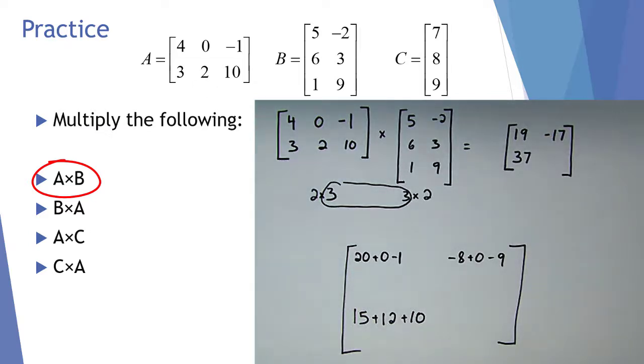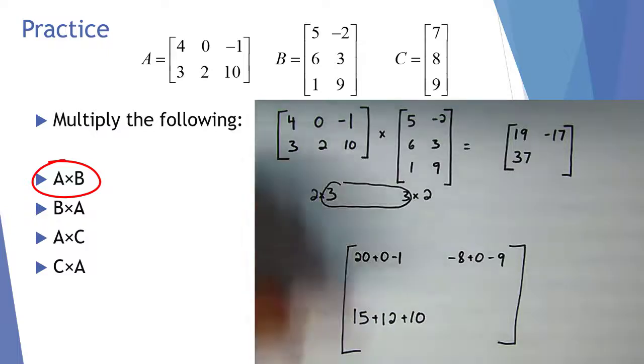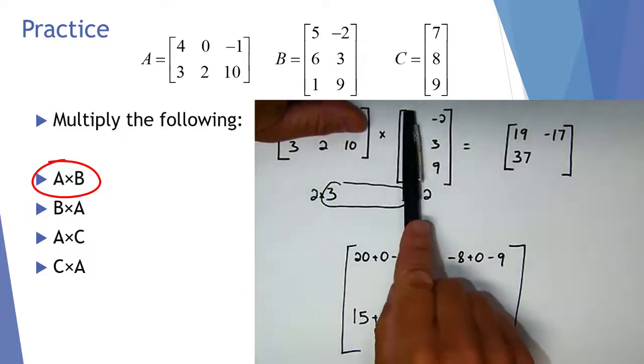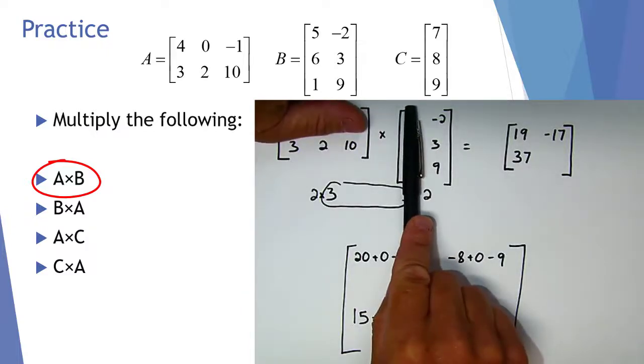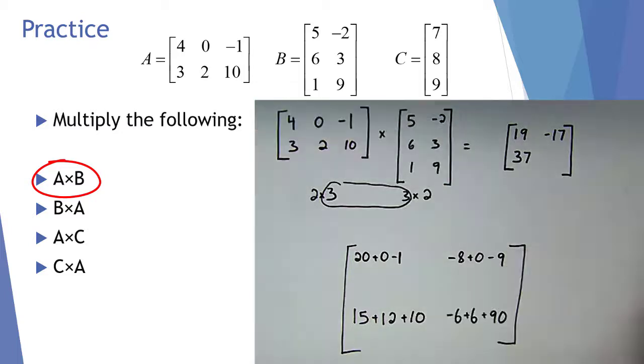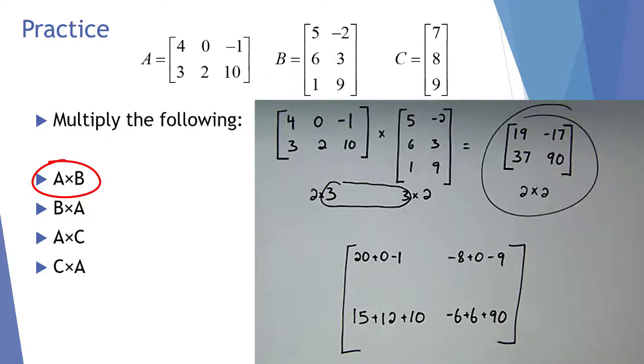The bottom right entry, we're going to combine our bottom row with the right column. 3 times negative 2, 2 times 3, and 10 times 9. That's negative 6 plus 6 plus 90, which is of course 90. And there is our 2 by 2 product matrix, and you're done. Hopefully that's what you got.